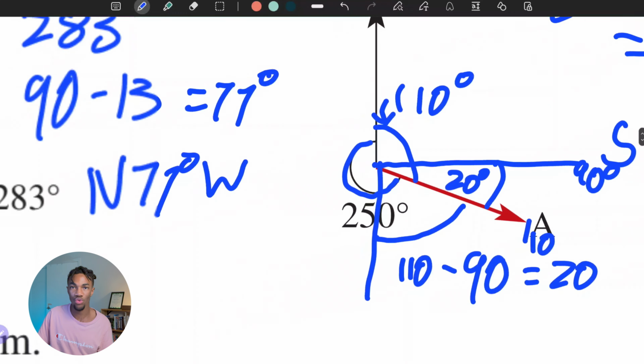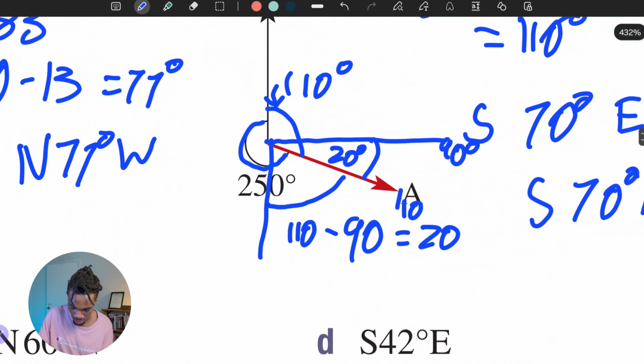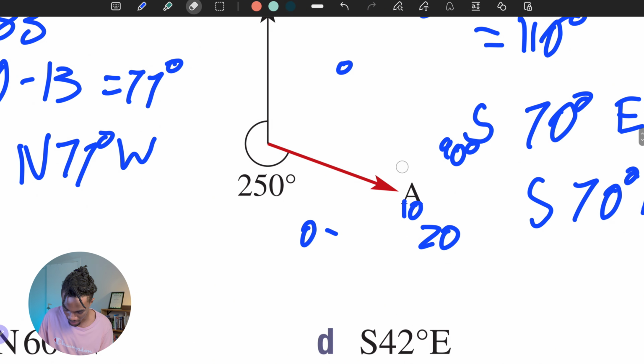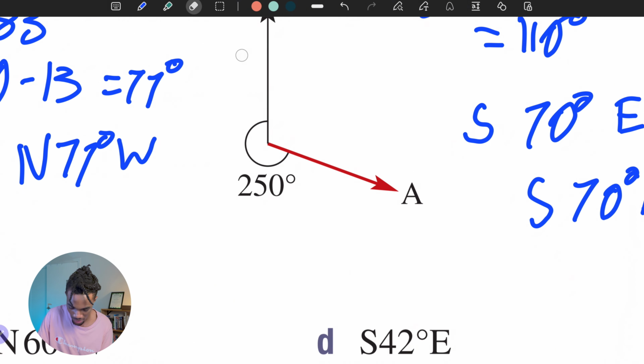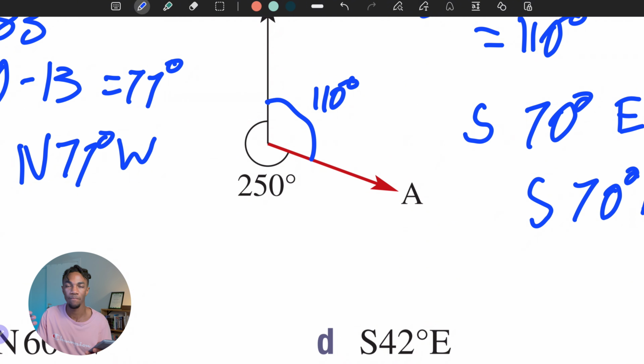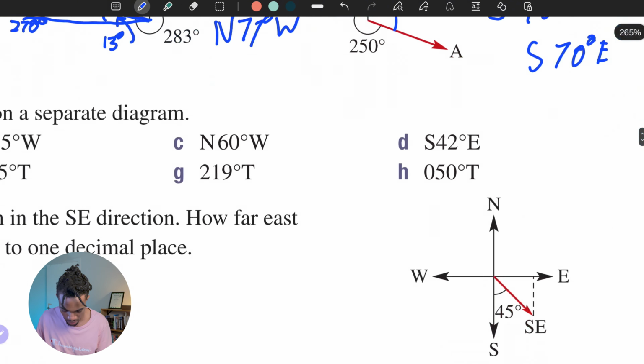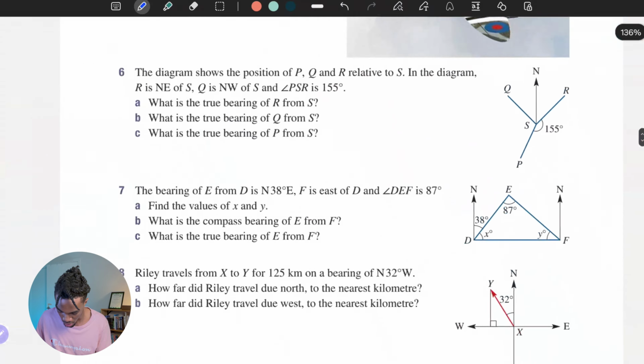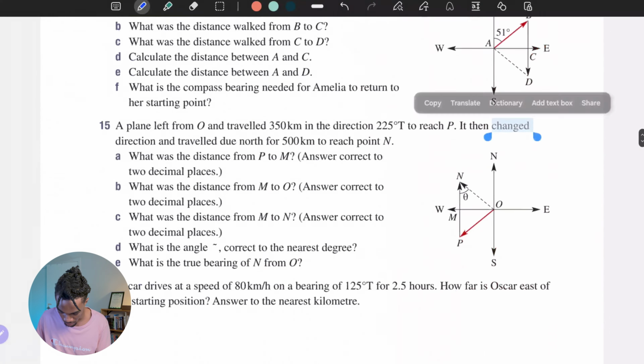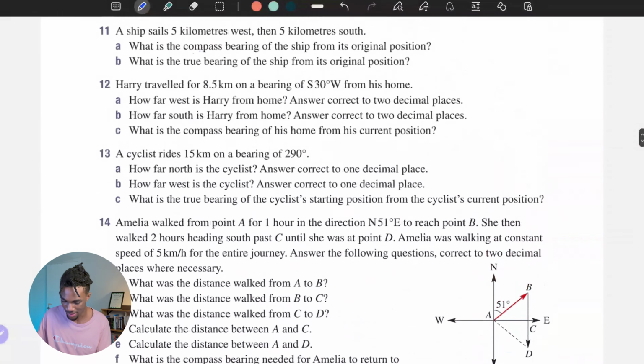And you don't need to draw all of this. I'm just doing this for visualization. You could honestly just piece together that this is 110, just put it in your calculator, 110 minus 90, and then 90 minus 20, and then you're sorted. Okay, let's get into a more difficult question, and then we'll head on to the next lesson.